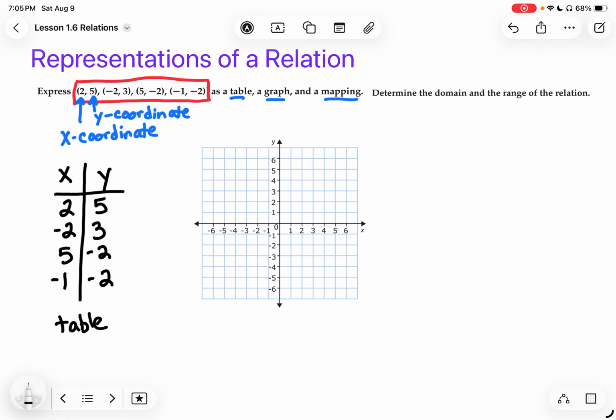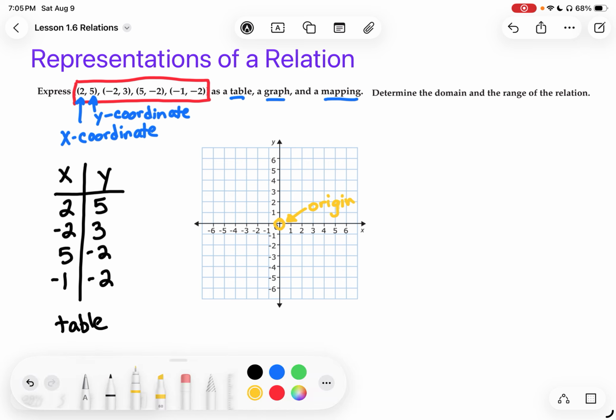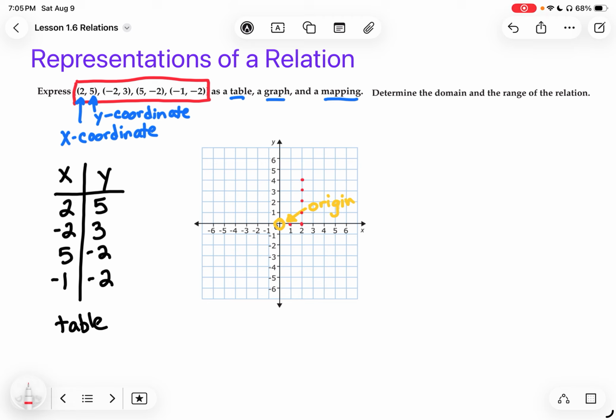Great. So then we're going to do our graph. Anytime you're graphing, and you've probably done this before, but let's just do a quick refresher. We start at this point right here in the middle, and this point is called the origin. The origin is the coordinate 0, 0. And it's called the origin because that is where we originate. We start at 0, 0, right there in the middle. And so our first point, 2, 5, means from the origin, we count 2 spaces over and then 5 spaces up. And there at 2, 5 is where we put that ordered pair.